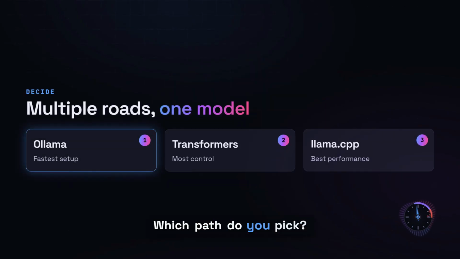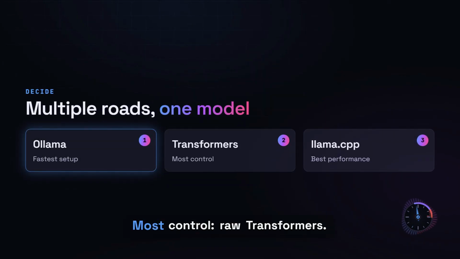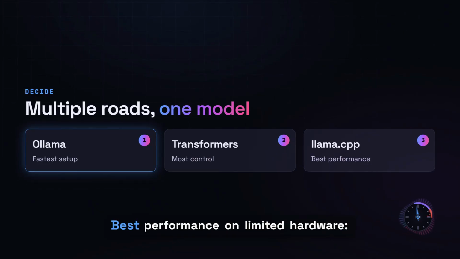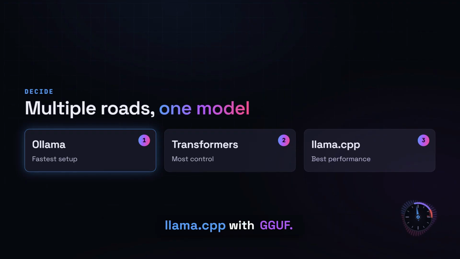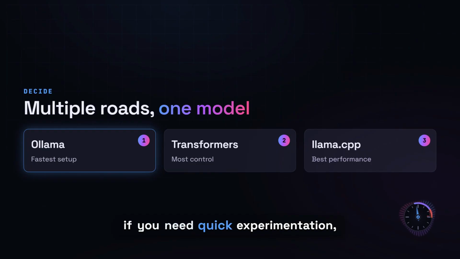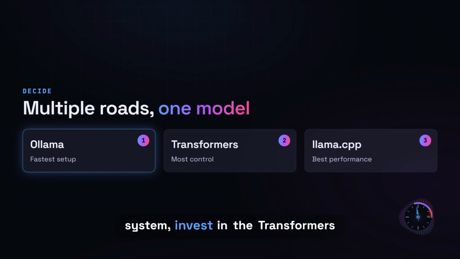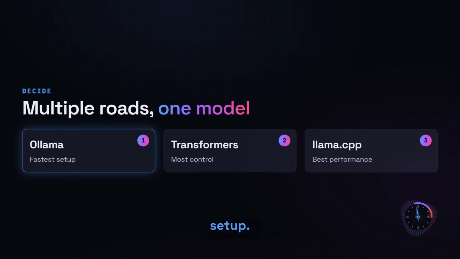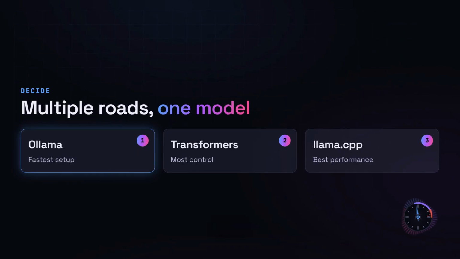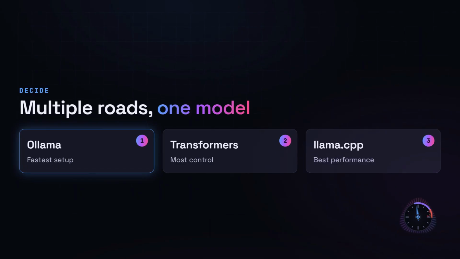So, which path do you pick? Fastest to running, Ollama. Most control, raw transformers. Best performance on limited hardware, llama.cpp with gguf. Each has trade-offs. Ollama is easiest but least configurable. Transformers gives you Python control. llama.cpp offers best resource utilization. Choose based on your specific needs and hardware constraints. Consider your use case. Rapid prototyping favors Ollama, production integration needs transformers, and resource-constrained environments benefit from llama.cpp optimizations.